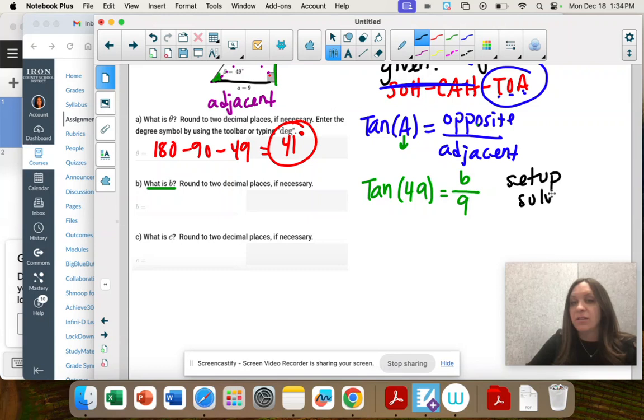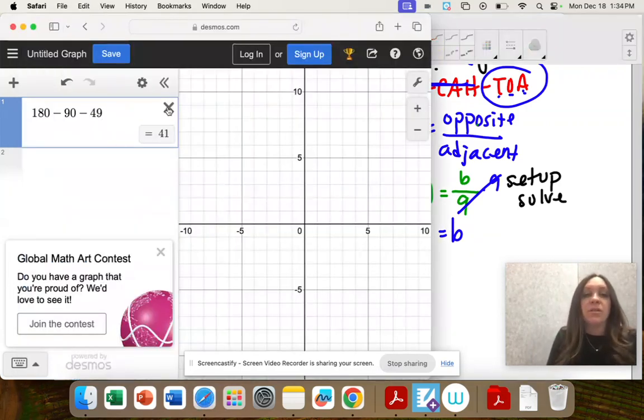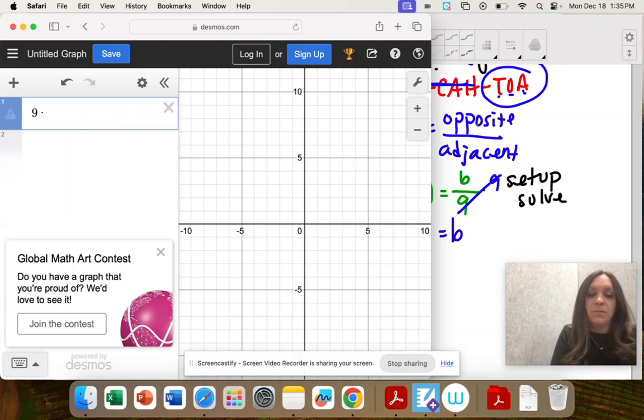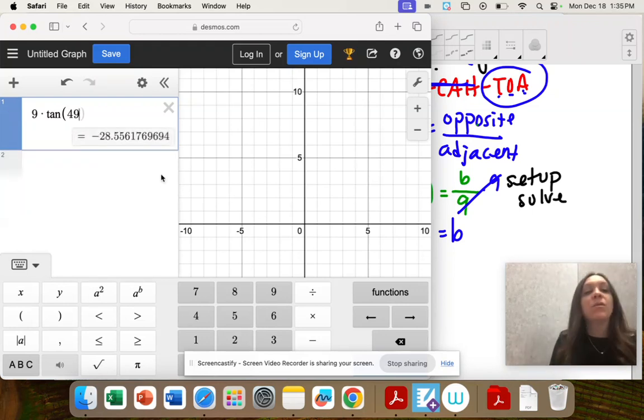Now we need to solve. So to solve, I'm going to get rid of this fraction by multiplying both sides by the denominator, which is 9. So 9 times tangent of 49 equals B. And we're just going to put that in our calculator. So 9 times tangent of 49. And notice, that can't be right. We're solving for a side.